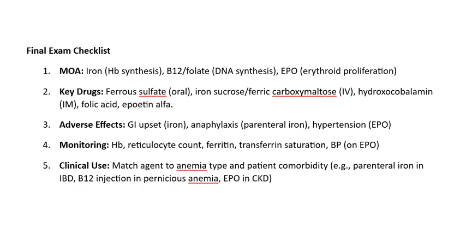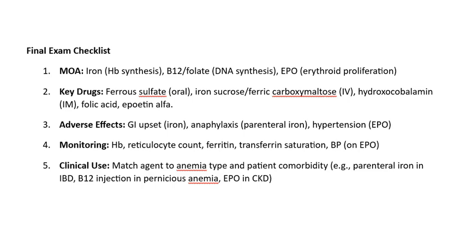Main adverse effects to really watch for. GI upset from oral iron is very common. The risk of anaphylaxis with parenteral iron, especially the older iron dextran formulation, and hypertension is a significant risk with EPO therapy. Crucial monitoring parameters. What do we need to track? Hemoglobin levels, obviously. The reticulocyte count to see if the bone marrow is responding early on. Ferritin and transferrin saturation, TSAT, to assess iron stores, especially with EPO use. And blood pressure, particularly when initiating or adjusting EPO doses.